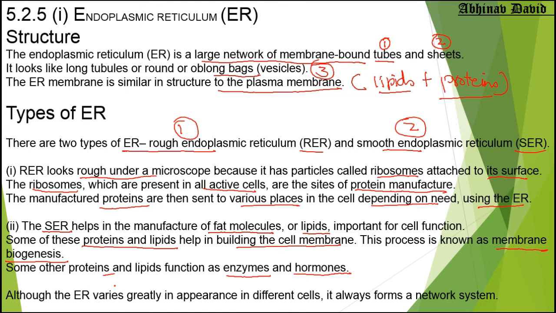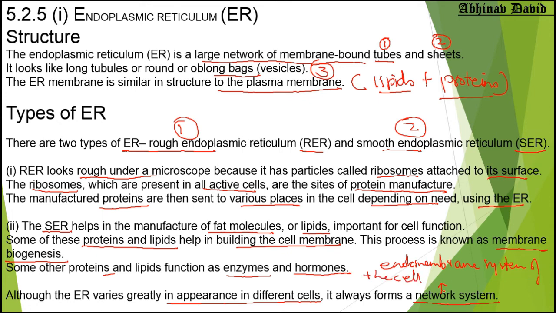Now let us move to the next and very important part, which many of the students don't read properly. Although ER varies greatly in appearance in different cells, it always forms a network system. So what is this network system? This network system is called the endomembrane system of the cell.